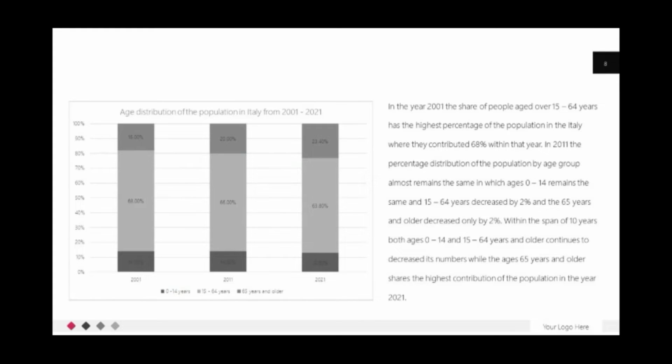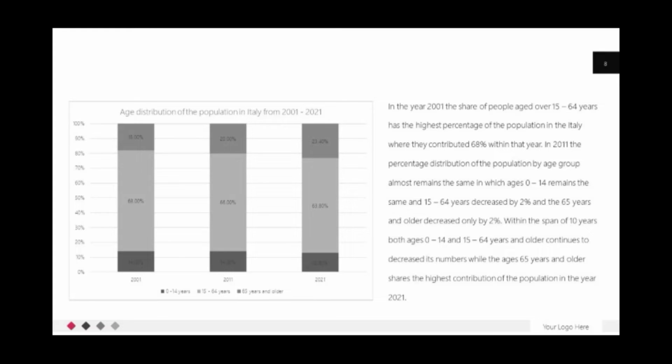In terms of the population by age group, in the year 2001, the share of people aged 15 to 64 years was the highest percentage of the population in Italy, contributing over 68% within that year. In 2011, the percentage distribution of the population by age group almost remained the same: ages 0 to 14 remained the same, 15 to 64 years decreased by 2%, and 65 years and older increased by 2%.